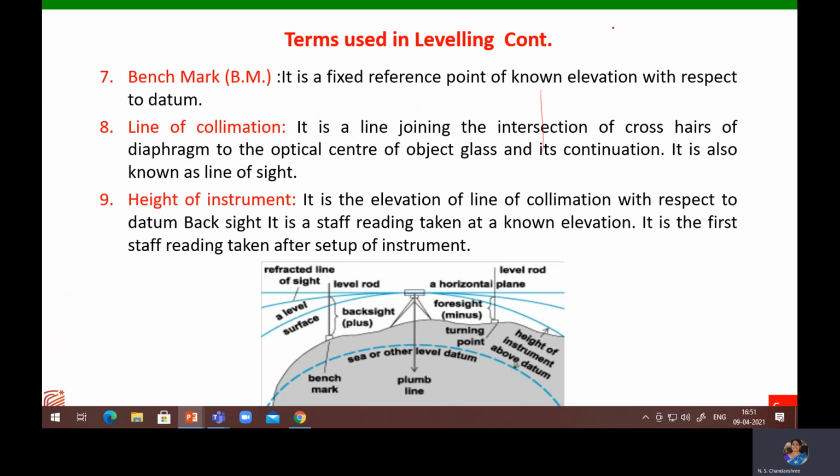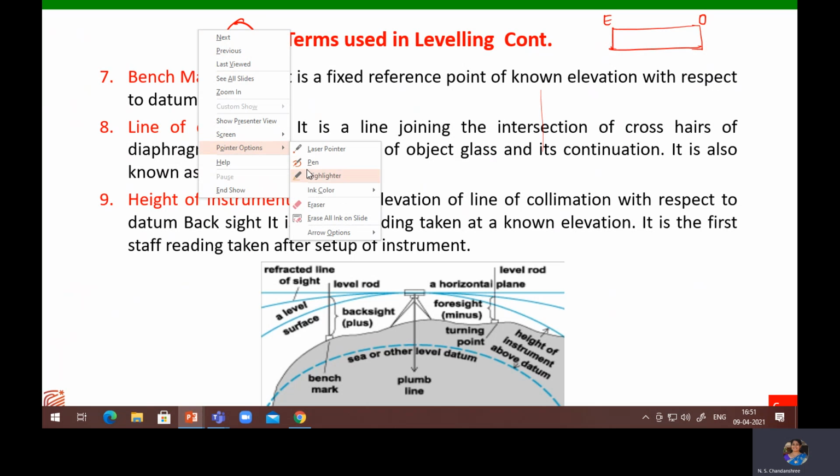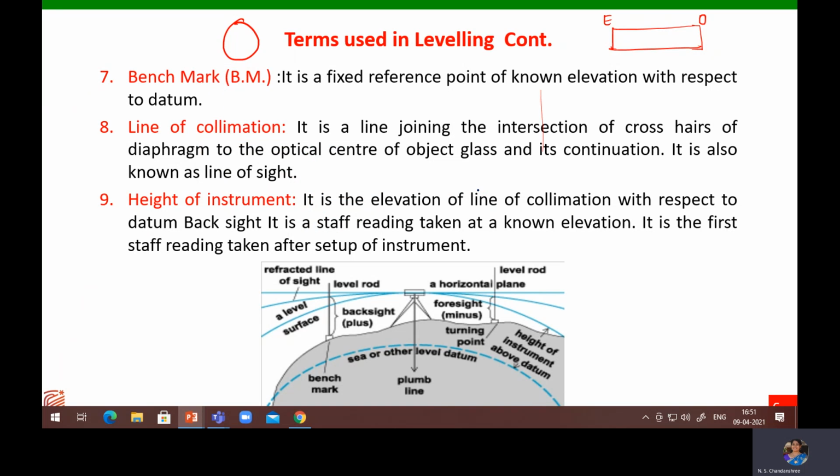Now the dumpy level that we use has the telescope. In the telescope there is one eyepiece and there is an object lens. So this line of collimation is the line when we see through the eyepiece, we see that there is a crosshair like this.